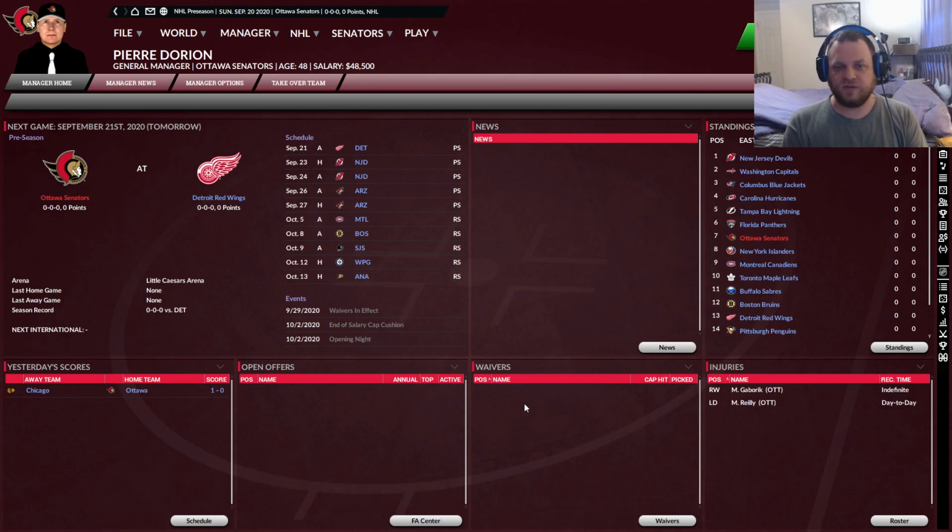Something else that someone asked me is, when you make a trade, do contracts and the money matter? To an extent. The example that was given to me was, would a $6 million player be traded for a $3 million player? And you can. First of all, you need to make sure you have the room under the cap. That's a $3 million difference right there.